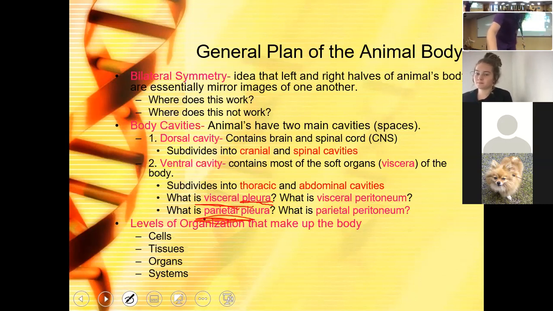Parietal, which is how we say this word, parietal, is the name for the membrane on the cavity. We still use the word pleura, because we didn't leave the chest. Pleura means membrane in the chest. If I say visceral, it's the membrane in the chest that's on the organ. If I say parietal, it's the membrane in the chest that's on the chest cavity. Does that make sense to everybody?